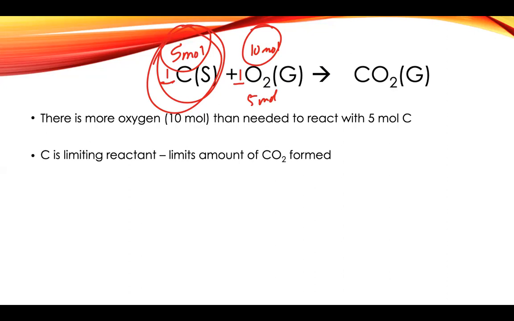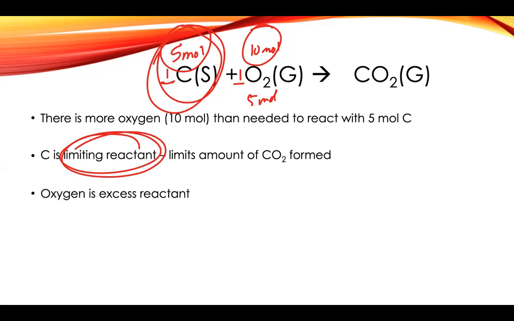So carbon is called the limiting reactant because it limits the amount of carbon dioxide that can be formed. So if I were to give you this question, you've got 5 moles of carbon and 10 moles of oxygen, how many moles of carbon dioxide can you make? You have to use the limiting reactant amount to calculate for the amount of product, because it's going to run out first. In this example, oxygen is the excess reactant.